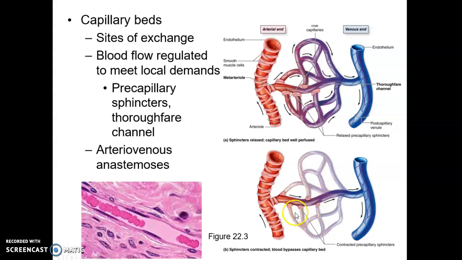Down here at the bottom, the true capillaries have been cut off because the precapillary sphincters are contracted. Maybe there's a little bit of blood through there or none at all. And then the blood flow through this capillary bed is essentially shunted through the thoroughfare channel. Up at the top would be a situation where this particular tissue is requiring plenty of oxygen and nutrients. And then down here at the bottom, that particular tissue is not requiring very much.